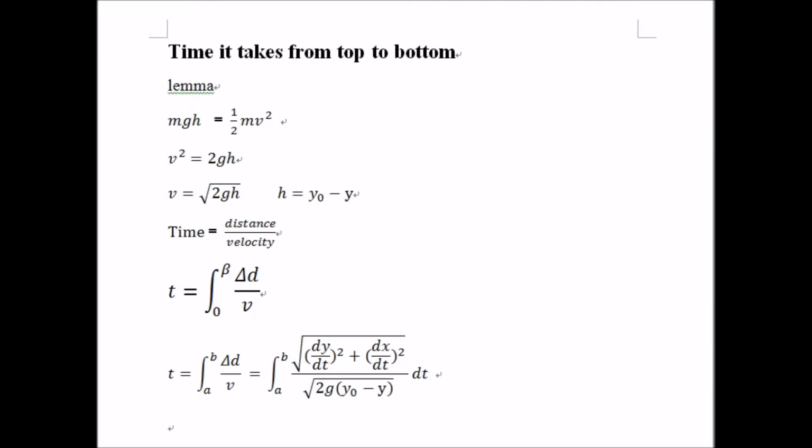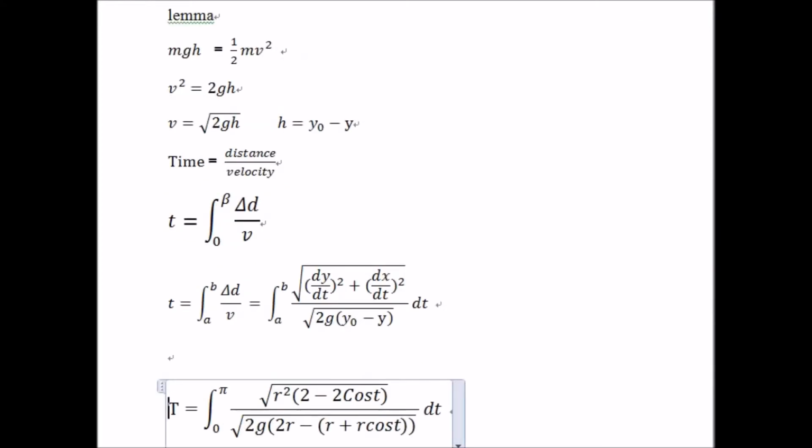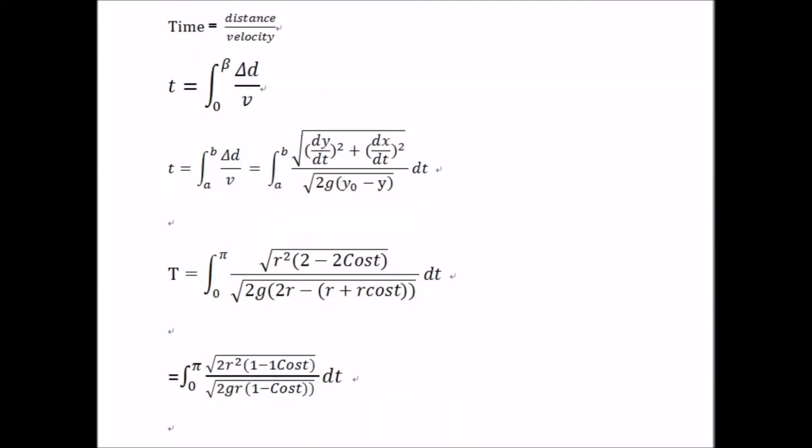So now we are going to go into the hardcore calculus stuff. Well, kind of. Time equals the integral of the change in distance over the instantaneous velocity. The change in distance we can get by using the arc length formula, which is the square root of the y component squared plus the x component squared. The instantaneous velocity is taken from the above equation, v equals the square root of 2gh, which in this case is the square root of 2g(y initial minus y). If we plug in the initial conditions, we're going to get this equation.